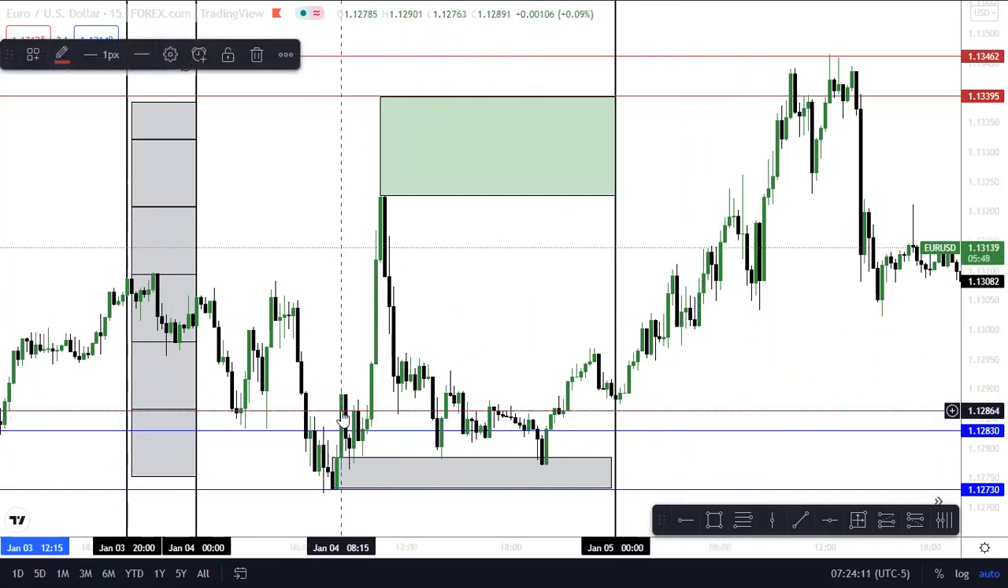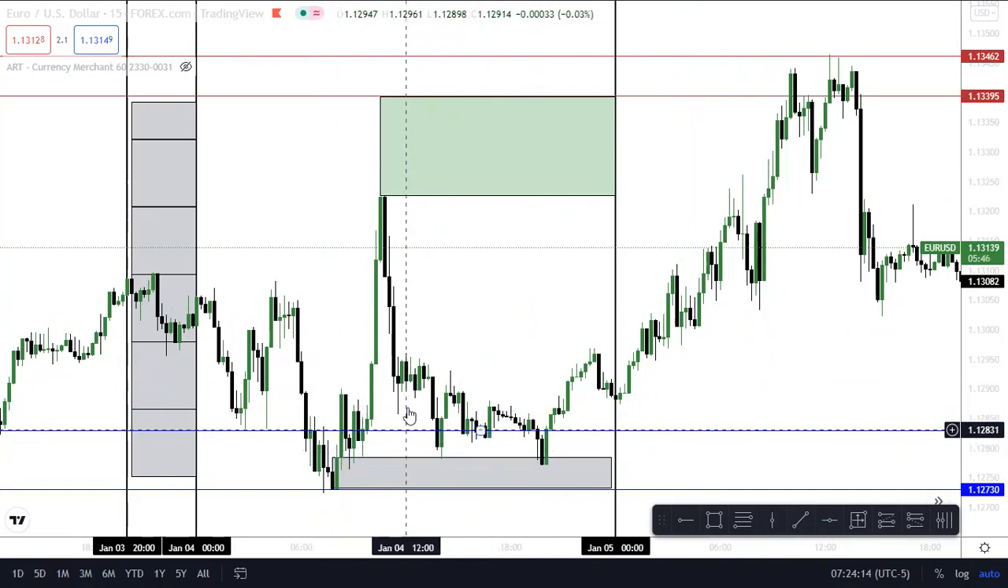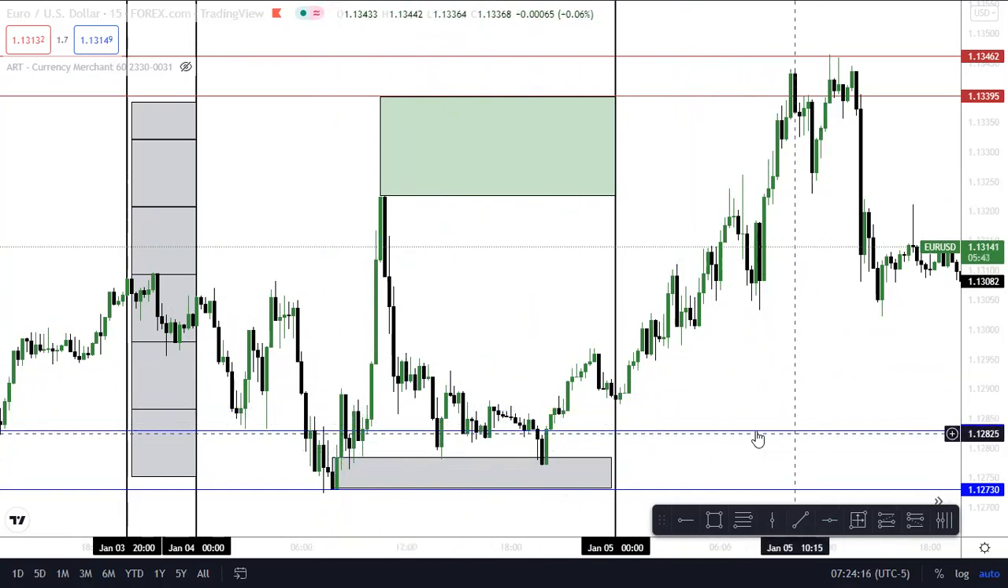Let's get this line off. I will not enter above 1.2830.